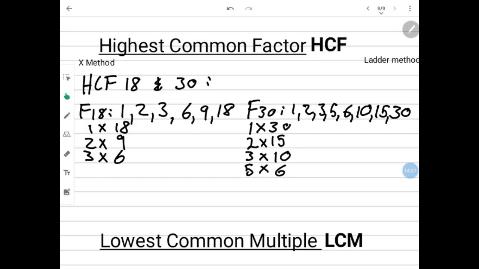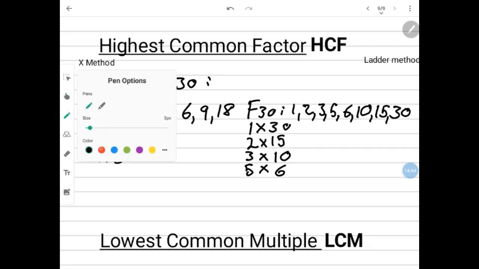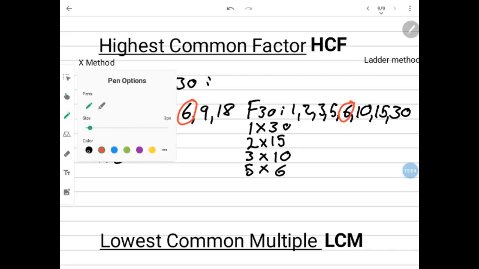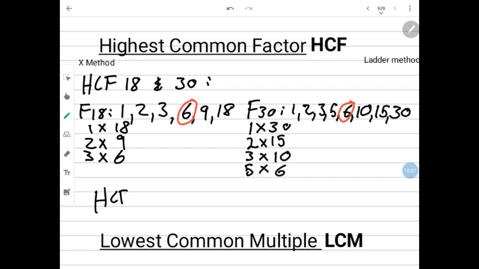Now, we're still looking for the highest common factor. Which one is the biggest factor that occurs in the factors for 18 and in the factors for 30? You can circle it, you can highlight it, whichever one you see fits. It seems like it's 6. 6 is the biggest factor that occurs in 18 and the biggest factor that occurs in 30. So we can write here as a final answer: highest common factor is 6. That's the multiply method that we've done already.